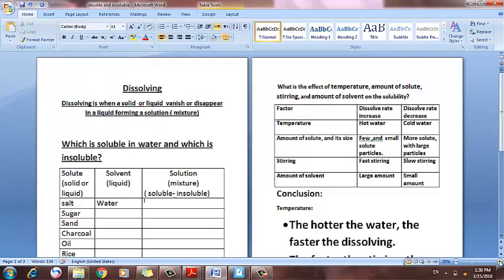Let's make it bigger. Soluble salt solution.